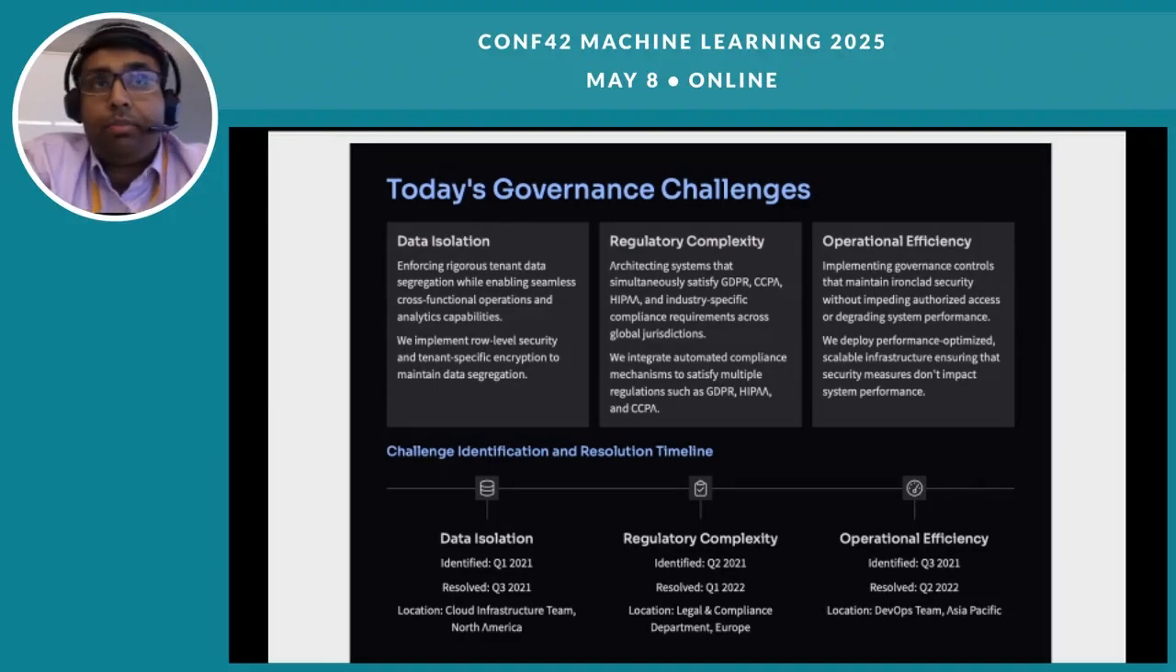These weren't theoretical problems. Our cloud infrastructure team in North America flagged early issues with data boundaries. The legal team in Europe surfaced compliance gaps, and DevOps in Asia Pacific raised concerns about security slowing down deployment. This global visibility helped shape a framework that is both comprehensive and flexible.